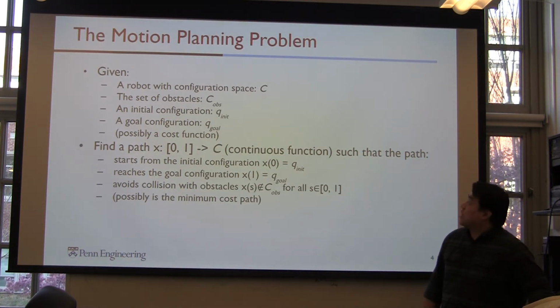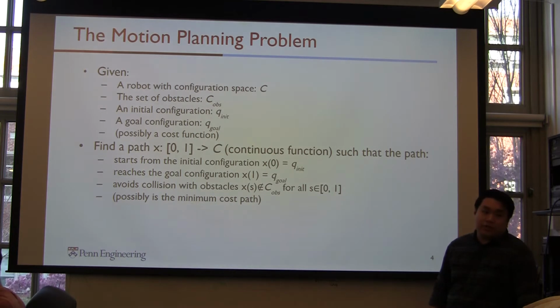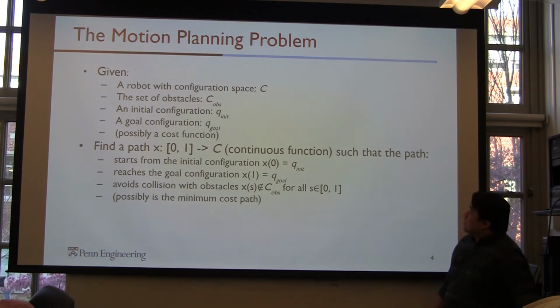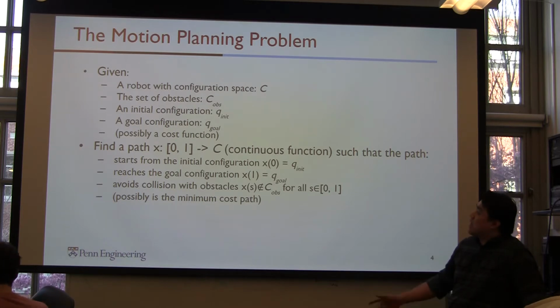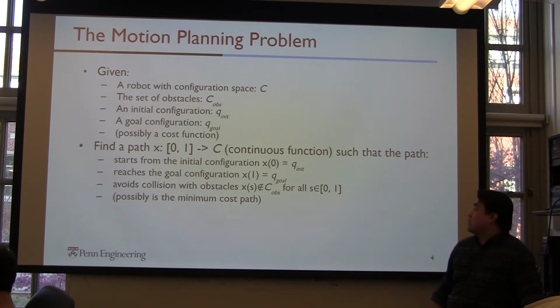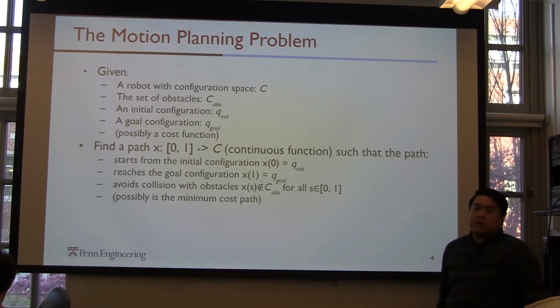So the motion planning problem as an overview. Basically there's a few knowns that you're given. You have a robot with some configuration space C. You have a set of obstacle space C_obs. You have an initial configuration of the robot and a goal configuration of the robot, and you possibly have a cost function describing how much each move your robot takes is going to cost, whether it's energy, whether it's time.